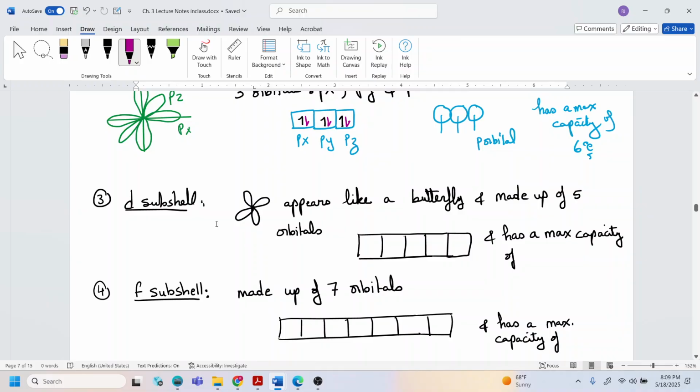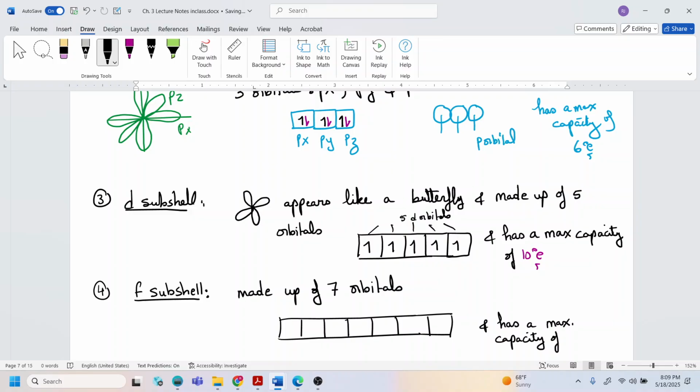And then we have the d subshell. The d subshell appears like a butterfly, and it is made up of 5 orbitals. So draw the 5 boxes next to each other. It does have a maximum capacity of 10 electrons. And we're going to fill those exactly as we did in the p. So we're going to start having every orbital. This is 5 orbitals. So here I do have 5 d orbitals.